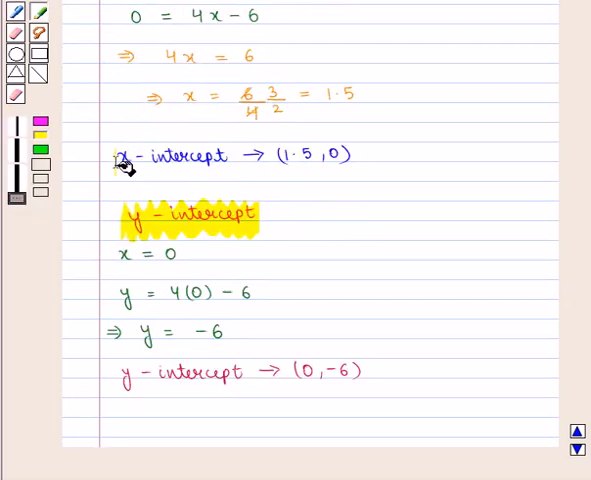And now we have got the values of the x-intercept and y-intercept as the points (1.5, 0) and (0, −6). And now we shall plot these points on the same coordinate plane.